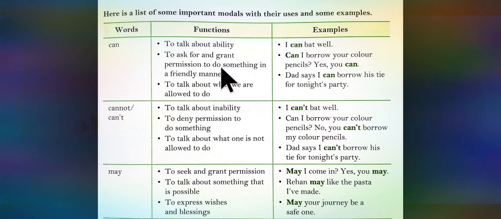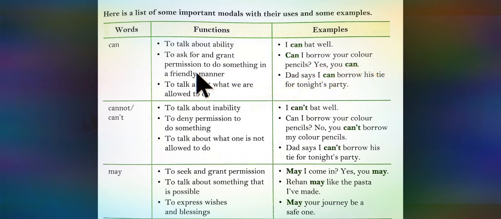Now here are some important modals and their uses. Now first word is can. Now can is used to talk about ability, as we saw in previous example. Second, to ask for and grant permission to do something in a friendly manner. For example, can I borrow your color pencils?